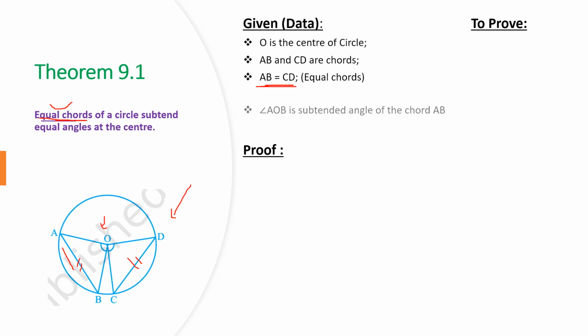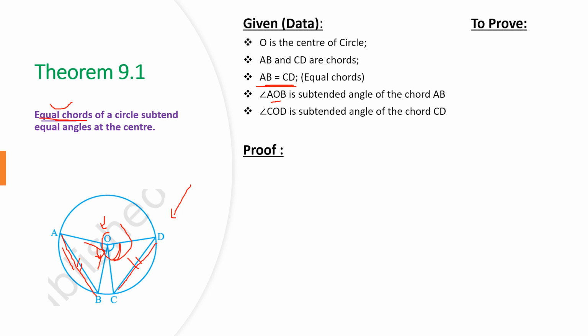Then we have angle AOB. I told you in the previous slide, angle AOB is the subtended angle of the chord AB. So angle AOB, this one, is the subtended angle of the chord AB. Similarly, angle COD is the subtended angle of the chord CD. Remember, the subtended angles are at the center. So these are given.